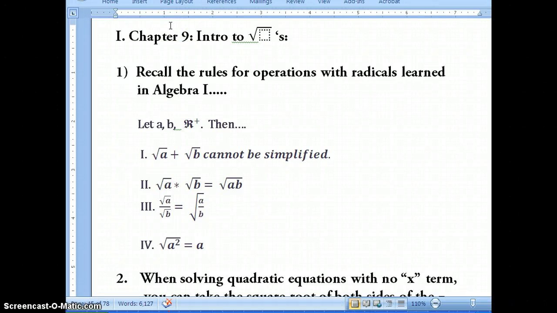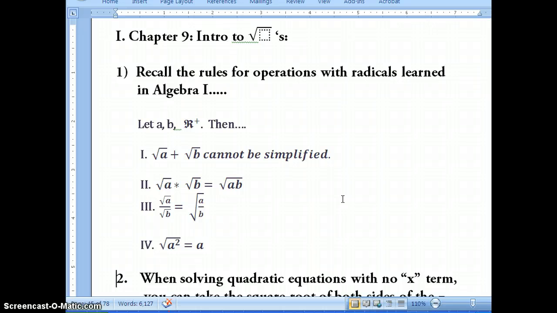All right, kids, we're going to introduce Chapter 9 through this short little video. And the way we're going to start this off is we're going to reintroduce you to some of the properties involving radicals.